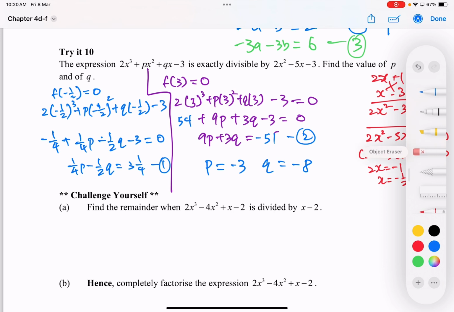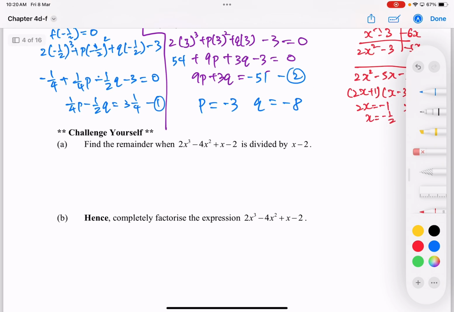For those of you who are done, you can look at the second one. Even though they say challenge yourself, to be honest, it's not very challenging. Psychologically, the minute you put challenge yourself, you may think, wow, this question must be damn difficult. But actually it's not. It's actually one of the easiest questions. Legit. No lies.